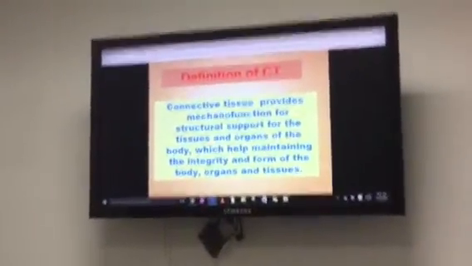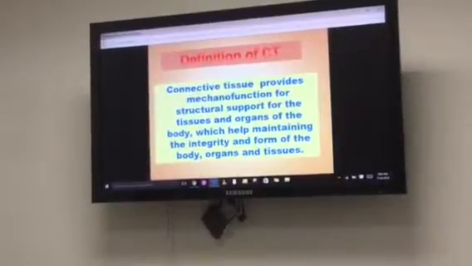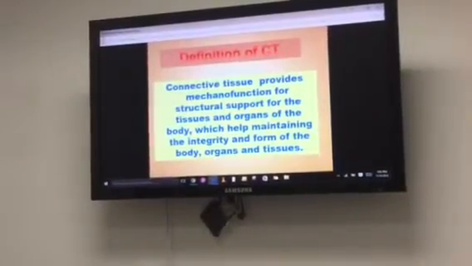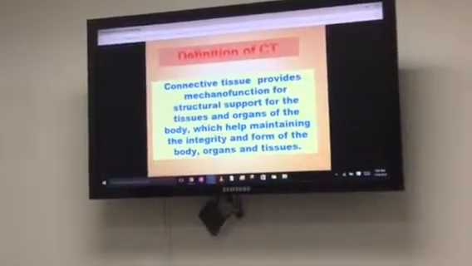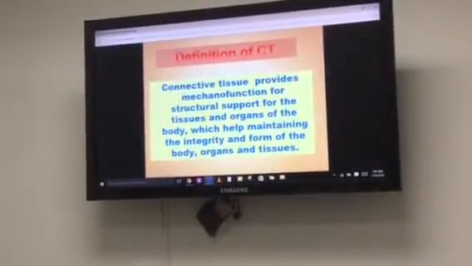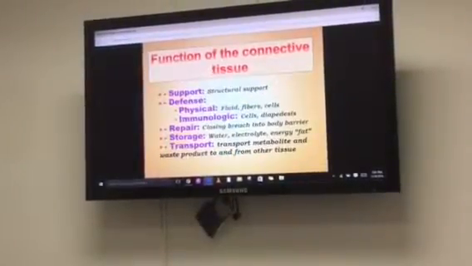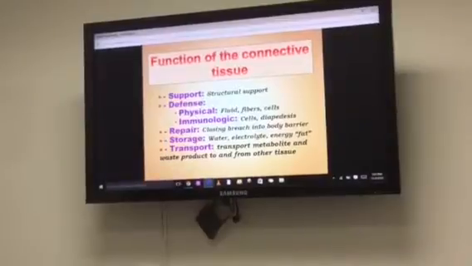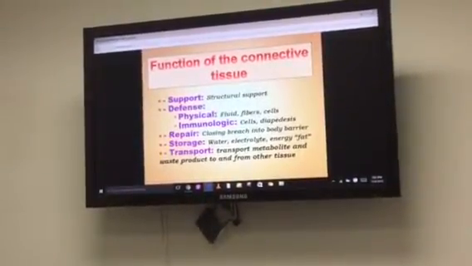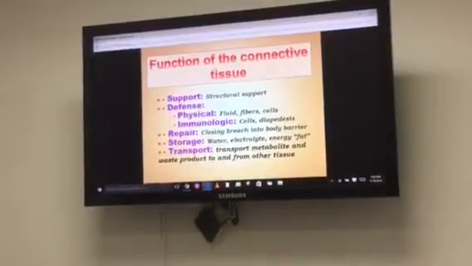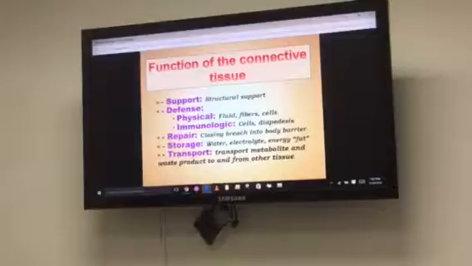Connective tissue. The definition for connective tissue is that it provides a mechanical function, structural support for tissues, organs, and bodies. So that helps maintain integrity and forms the body, organ, and the tissue. The functions of connective tissues are to support defense mechanisms, like physical and immunologic, repair, storage, and transport.